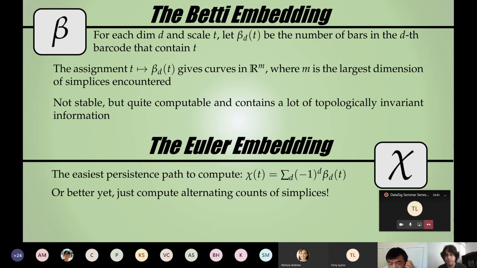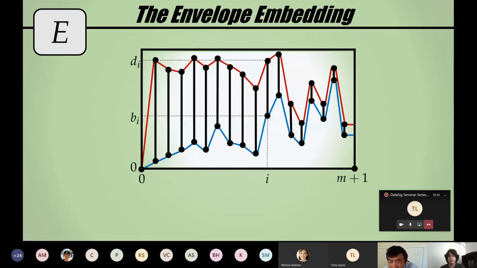So at scale t, you've thickened your metric space by t, and you've thrown in triangles, tetrahedra, etc. So chi of t is going to be the number of vertices minus the number of edges plus the number of triangles minus the number of tetrahedra, and so on all the way up. So as you're entering your data, you can compute this. Because the Betti numbers are not stable, this is also not stable, but it's really nice to compute. And the final one is the envelope embedding.